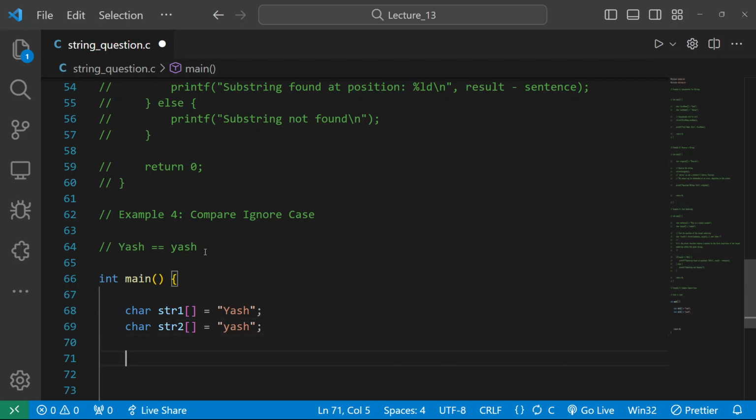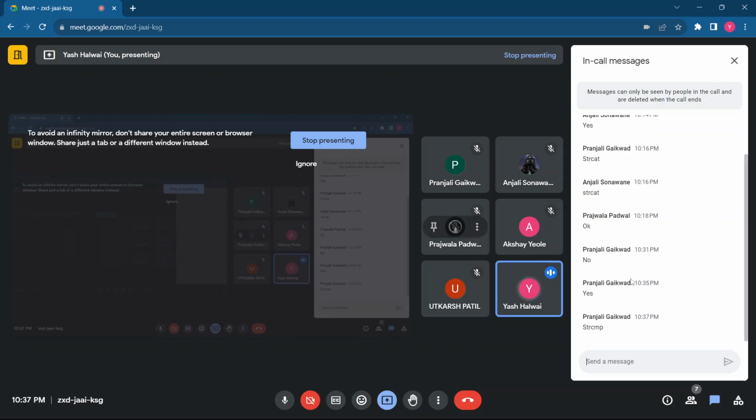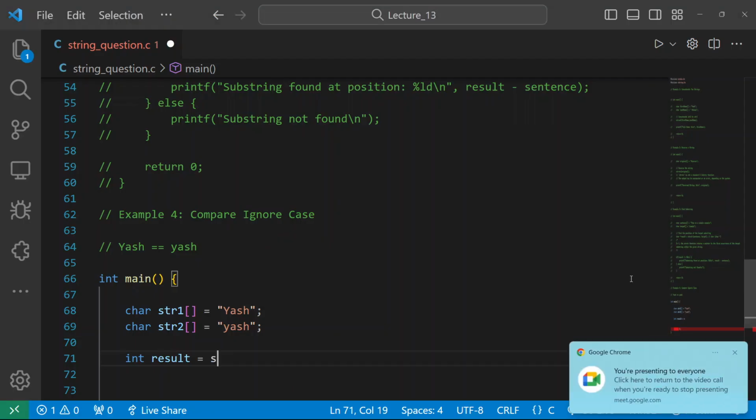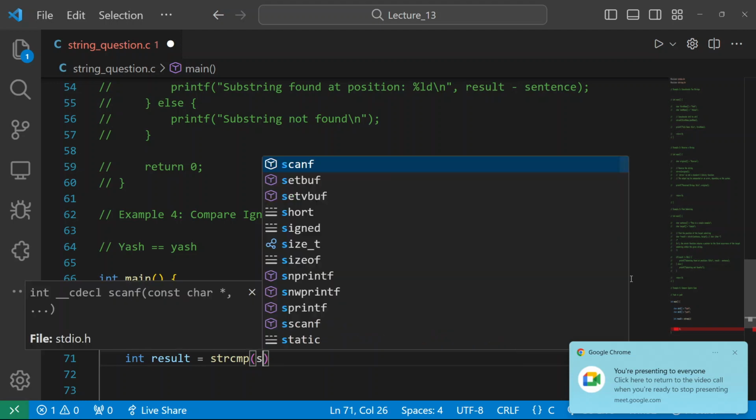So yesterday we learned the compare function. Can anyone let me know what the function was? How do we compare things? It was returning either true or false, that is 1 or 0. What was that function name? strcmp. Good. Please unmute and tell, because I need to switch screen again and again.